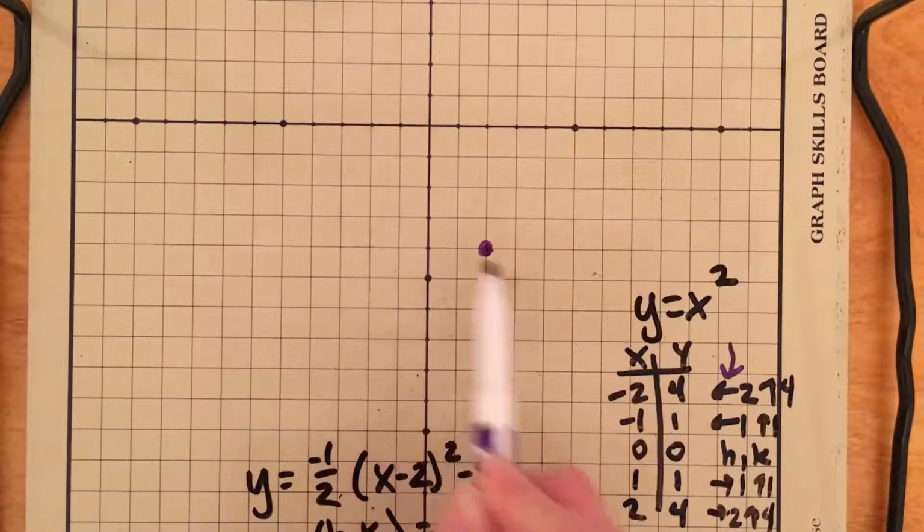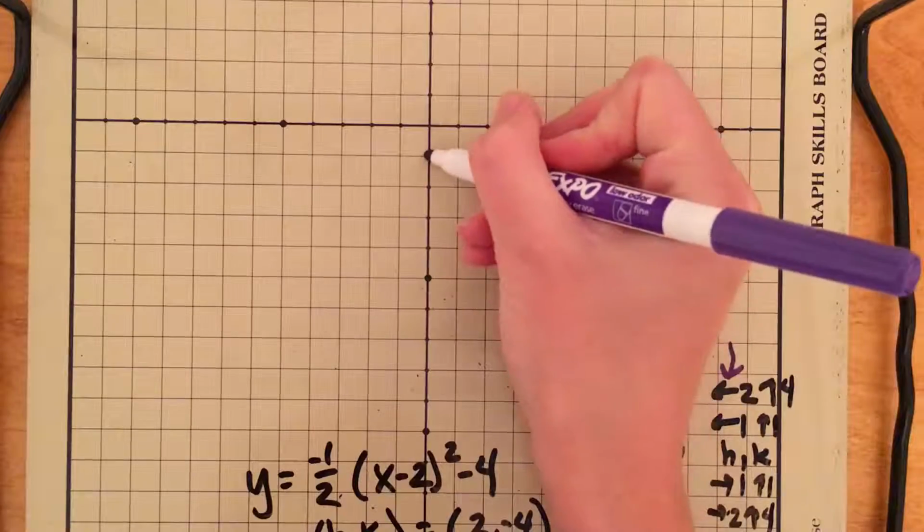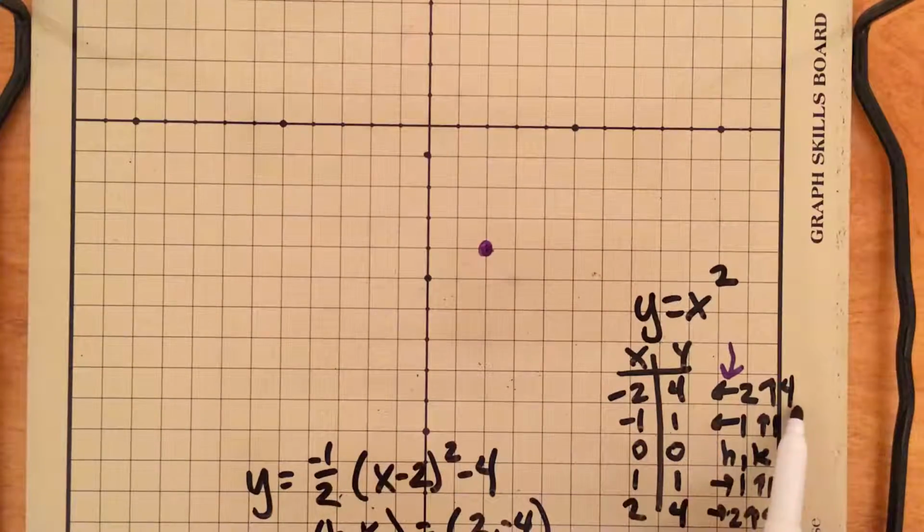Now, instead of going up 4 to plot my next point, here's where I would have plotted if it's a normal parabola, right there. Now, I'm going to take this number, I'm supposed to travel up 4, and I'm going to multiply it by -1/2. I'm multiplying that by my stretch factor. So half of 4 is a 2, and now instead of going up 4, I'm going to go down because of that negative, and I'm going down 2 with my new numbers.